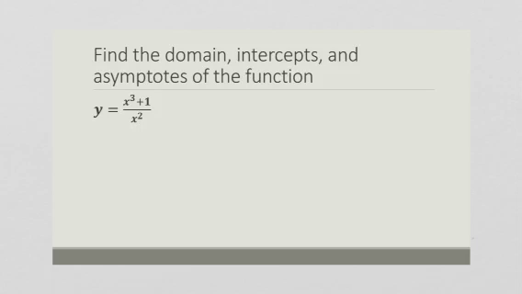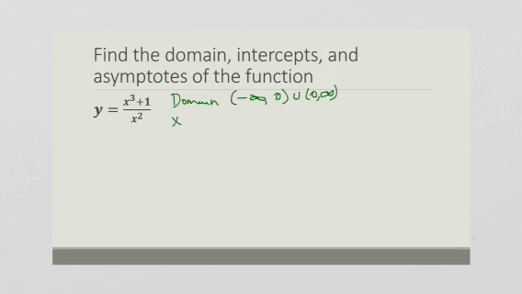Find the domain, intercepts, and asymptotes of the function. Well, my domain, notice, 0 is the only thing that it won't get an output on. So negative infinity to 0 and 0 to infinity.